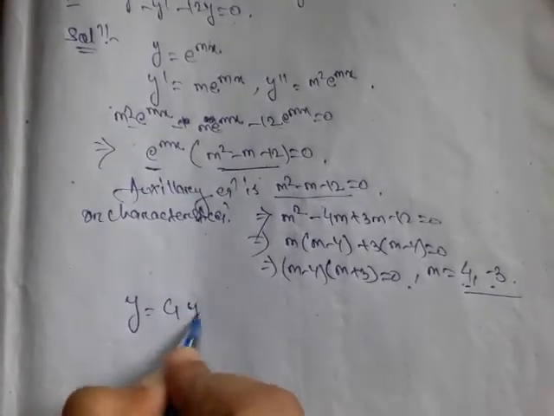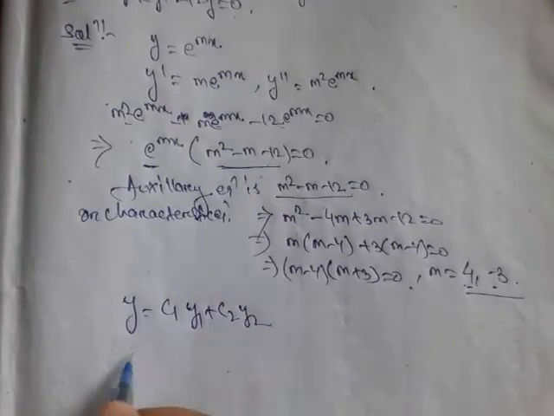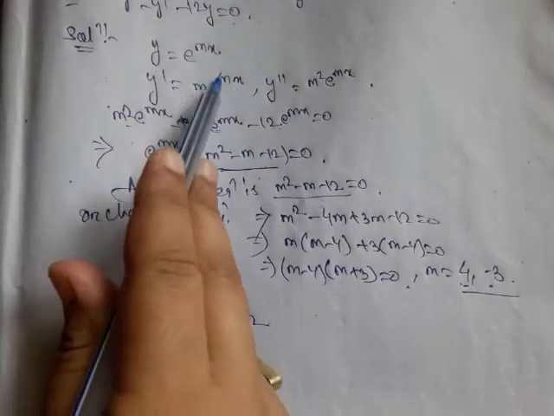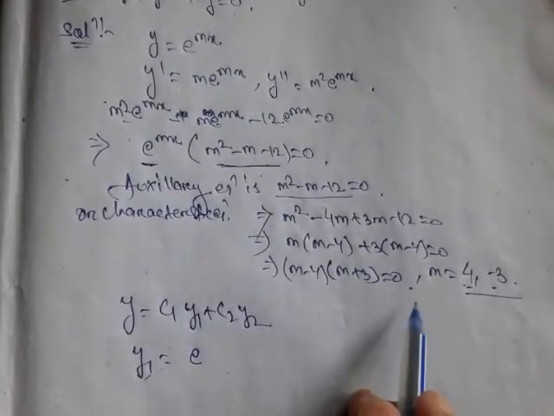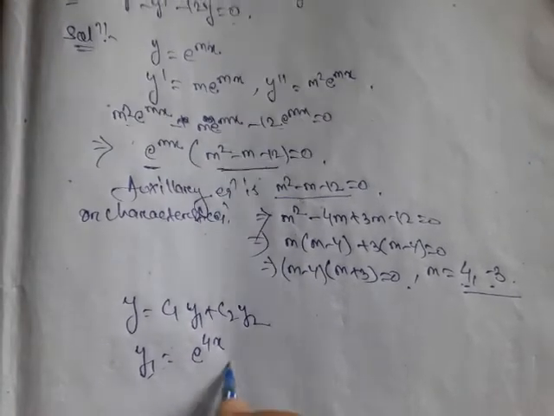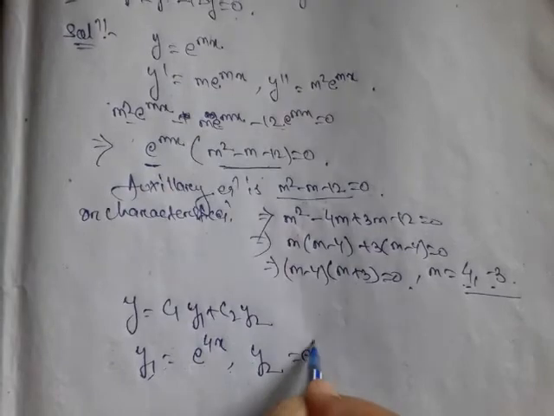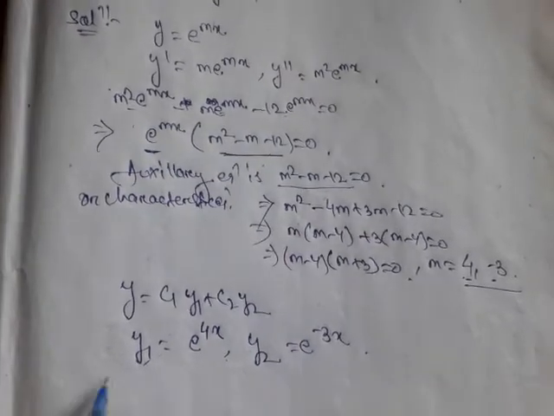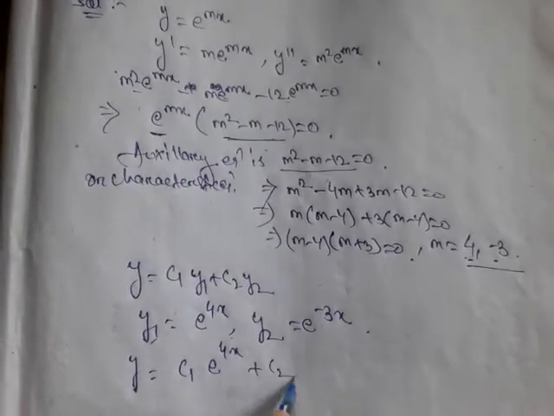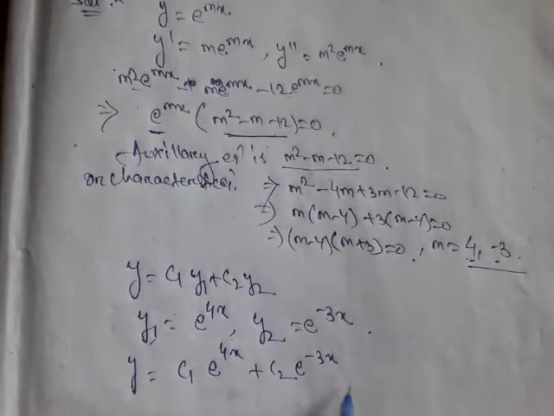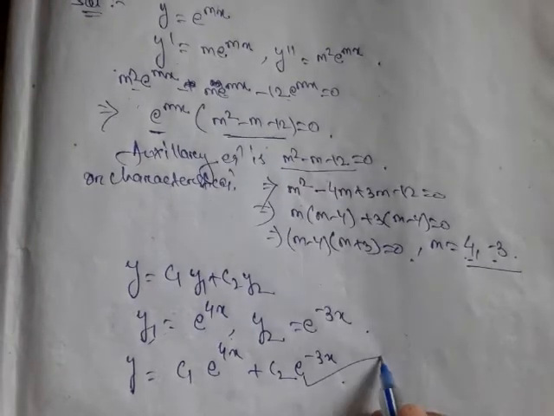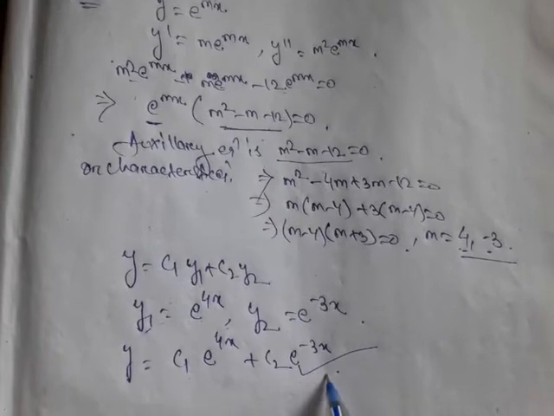From case 1 we know that our solution is y equals c1 y1 plus c2 y2, where y1 is e to the power mx with the first root, so y1 is e to the power 4x, and y2 is e to the power minus 3x. So our general solution is y equals c1 e to the power 4x plus c2 e to the power minus 3x, by using case 1.